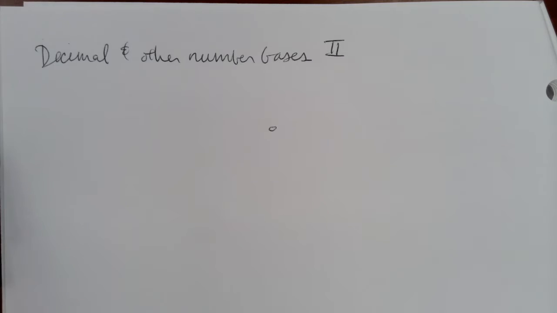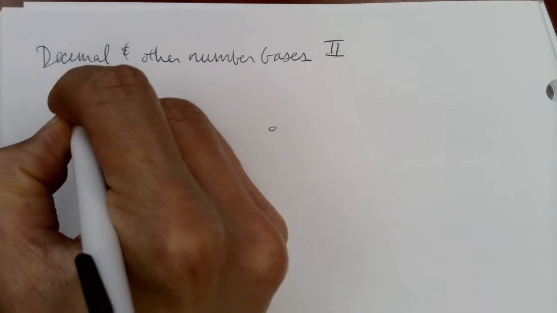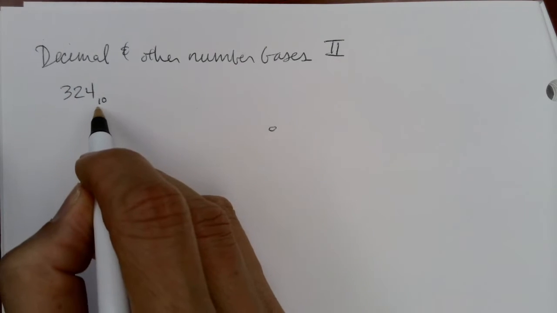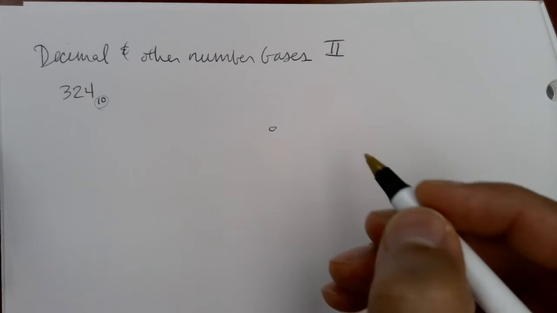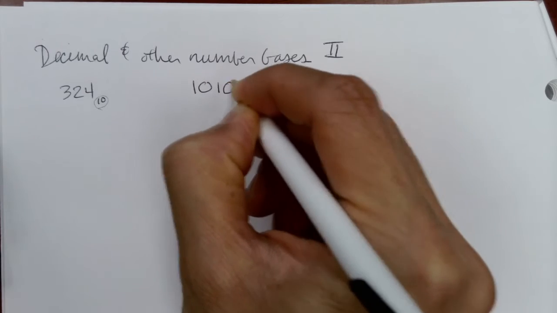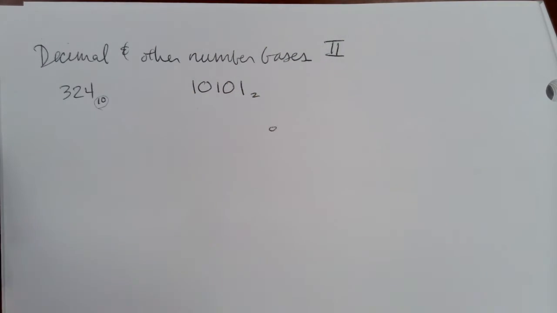This video is more of a how-to of going between different number bases. Again, decimal is base 10, and so we never write that because decimal is the most common system. But if we had something in base 2, or binary, then we would use this to designate the number base.